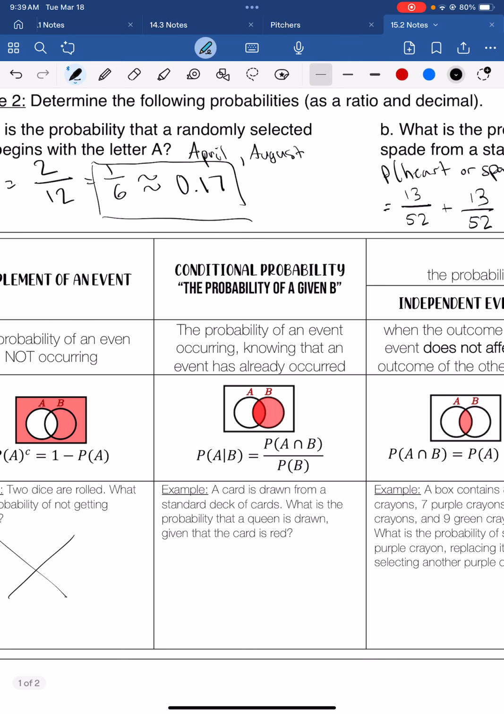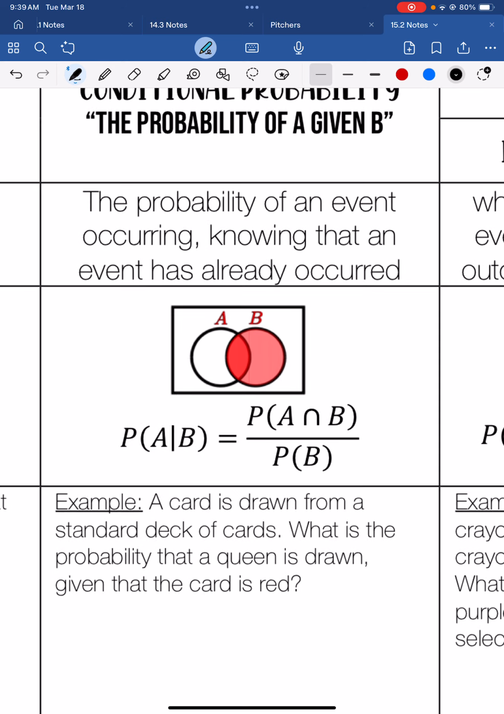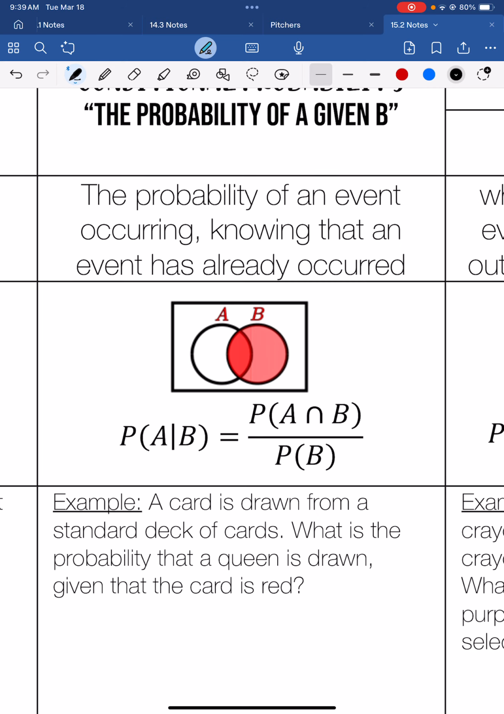Let's take a look at this one. Conditional probability. This is the probability of an event given that something else has already happened. Okay, so we have this little formula right here that we can use. This means the probability of A and B happening given that the probability of B has already happened. All right. So let's take a look here.